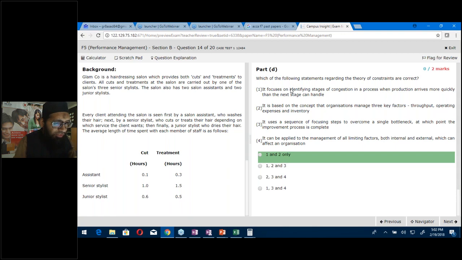Now, which of the following statements regarding the theory of constraints are correct? The correct answers are 1 and 2. The first option is that it focuses on identifying stages of congestion in a process when production arrives more quickly than the next stage can handle. And the other option is that it is based on the concept that organizations manage 3 key factors: throughput, operating expenses, and inventory. So these 2 statements are correct.